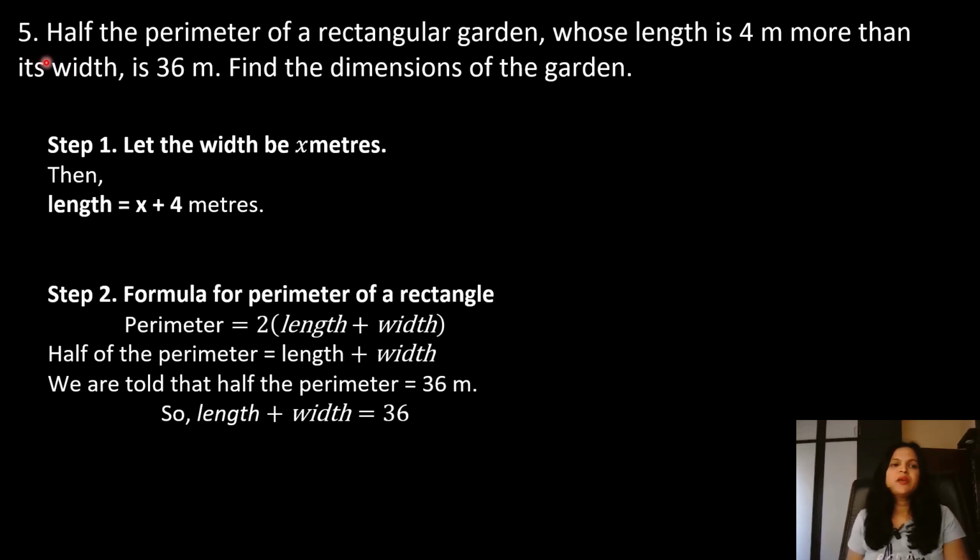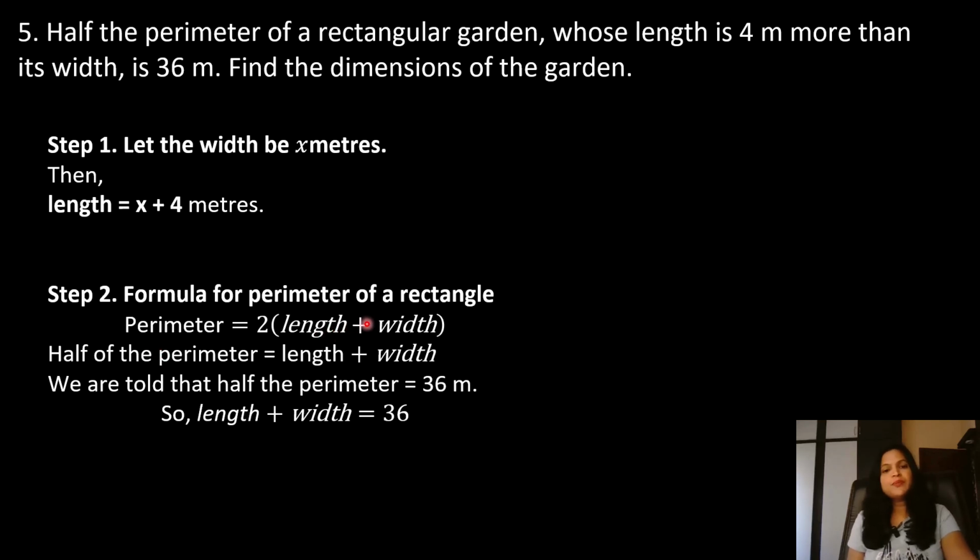Question number 5. Half the perimeter of a rectangular garden, whose length is 4 meter more than its width, is 36 meter. Find the dimensions of the garden. Step 1. Let the width be x meters because we don't know what the width is. Then length is 4 meter more than width. Length equals x plus 4 meters.